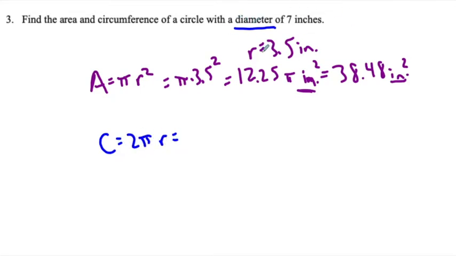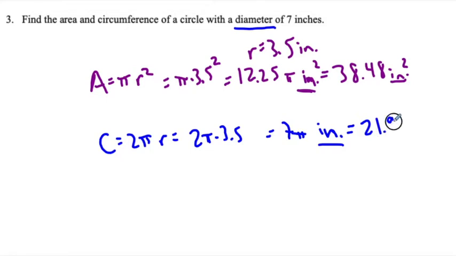Remember, the radius is 3.5, so it would be 2 times pi times 3.5, which is 7 pi inches. So those are the units, and because it's a circumference, it's just plain old inches. And then 7 times pi is, if you want to go with the approximate answer, 21.99 inches. If you said 22 in that case, I'd understand.